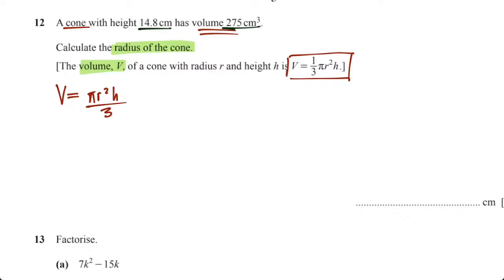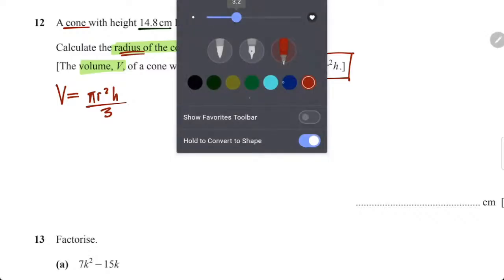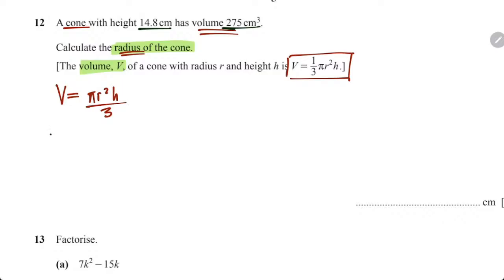Now, they want the radius. So from here, you can make the radius the subject. That's why you must be good at subject of the formula. You take 3 to the other side. You have 3v is equal to pi r squared h. Then you take pi and h to the other side, so you remain with r only. So it will be 3v over pi h is equal to r squared.